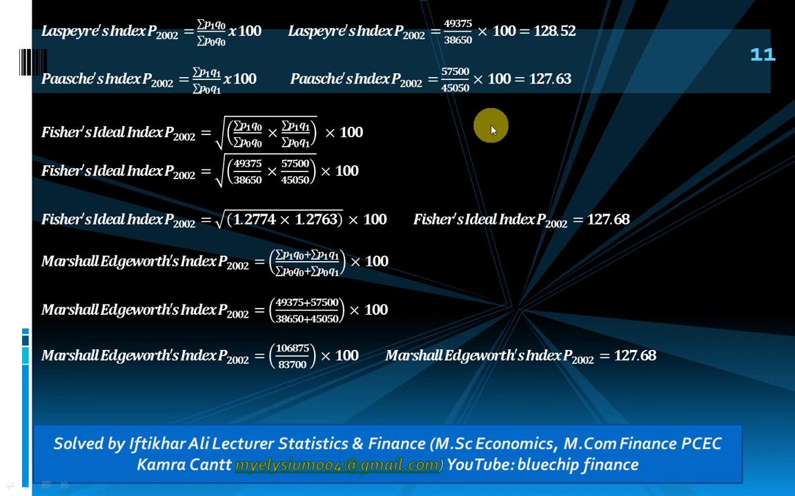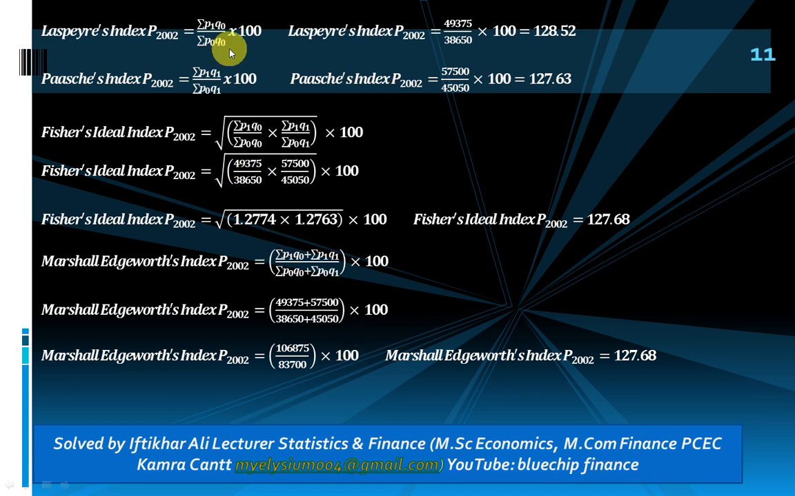Another simple method is that you can just multiply these two answers, Laspeyres and Paasche, and take the square root. That will also be equal to the Fisher ideal index. But here is the formula. It is up to you whether you follow this formula or simply multiply these two and take the square root. Fisher ideal index is 127.68, and Marshall-Edgeworth index is just the sum of these two, Laspeyres index and Paasche index.